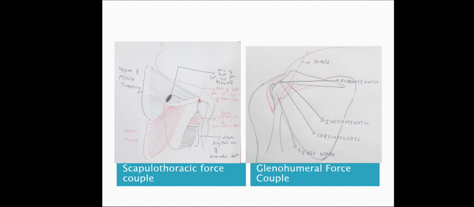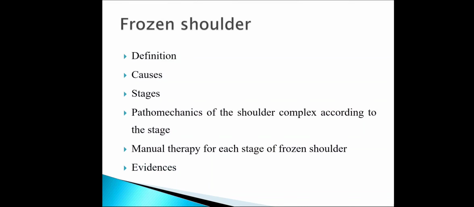Also, two muscles are very important in glenohumeral force couple, that is your deltoid and your rotator cuff. In the absence of the rotator cuff, the deltoid pulls the humeral head superiorly, leading towards superior dislocation. Thus, the rotator cuff maintains the humeral head centralized in the glenoid fossa. Thus, these are the glenohumeral force couples.